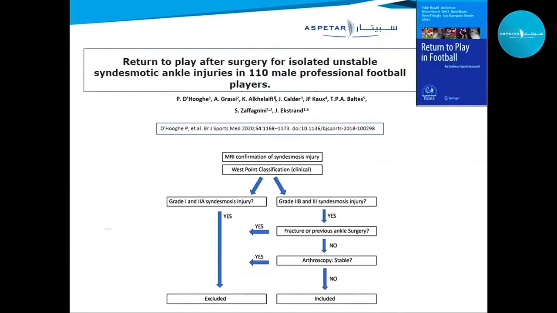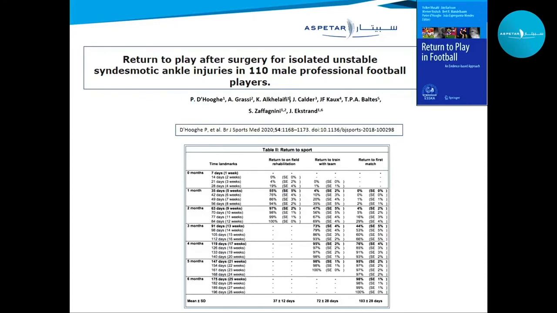A very last word on the return to play, because that's the real message to your athlete who comes in with the question of, what am I going to do now with my unstable syndesmosis? Well, we have looked into our data over the last 5 years, and we've identified 110 male professional football players with an isolated syndesmotic unstable injury that required surgery. And this is a very homogeneous group in the type of sport level that we were aiming for.